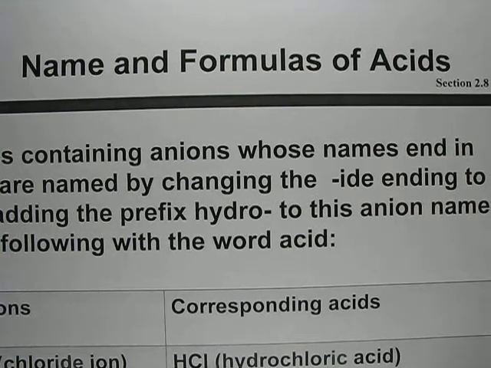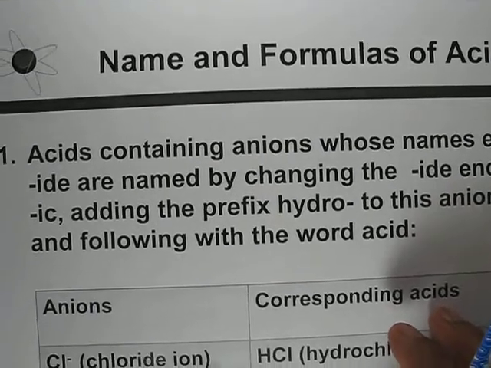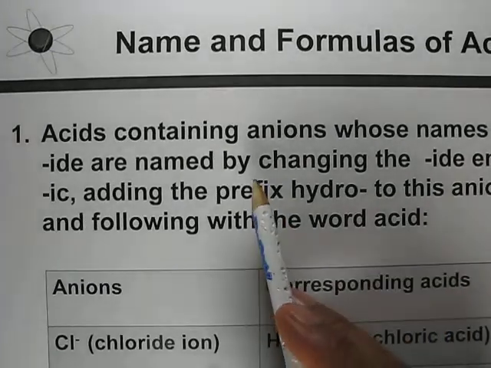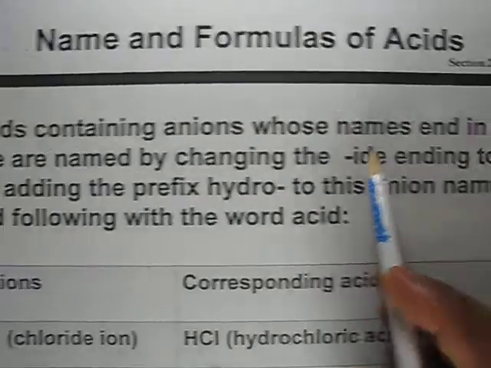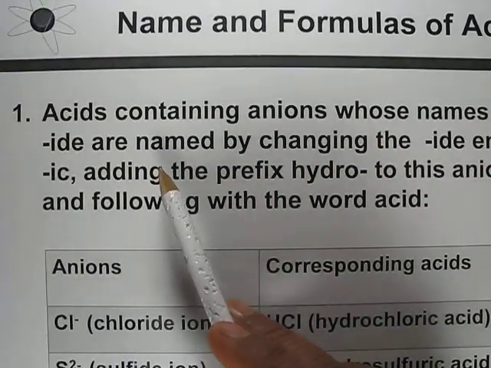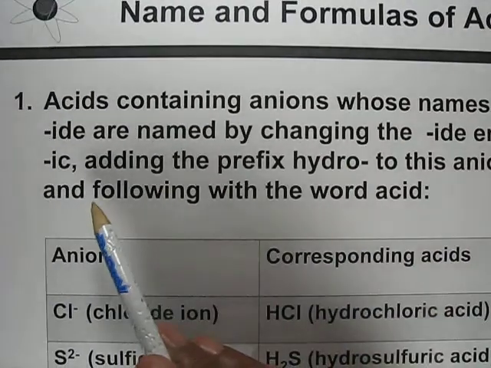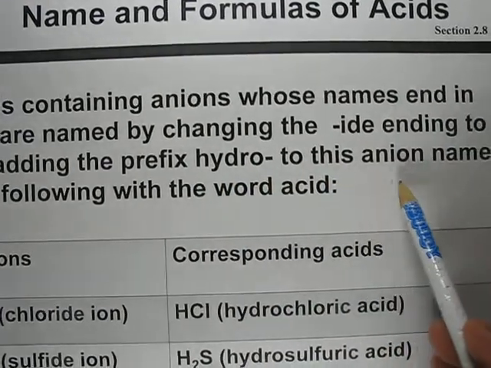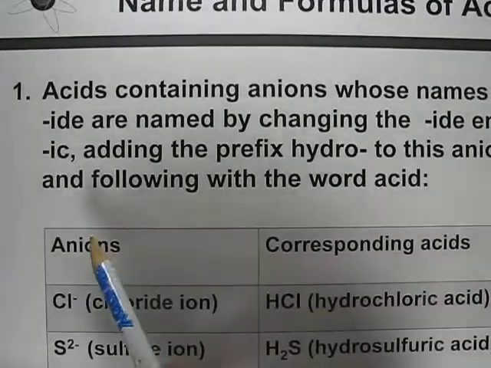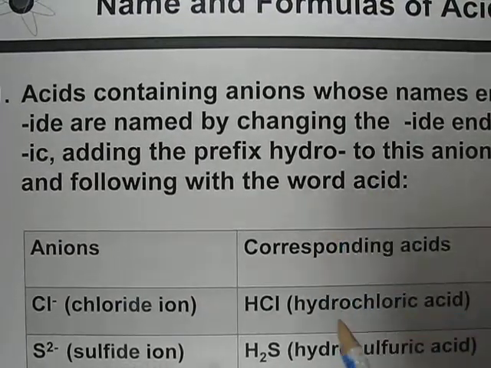So now we will study about the naming and formula of acids, how we can name the acids. Acids containing anions whose names end in "ide" are named by changing the "ide" ending to "ic", adding the prefix hydro to this anion name and following with the word acid. So let's see what this rule is.